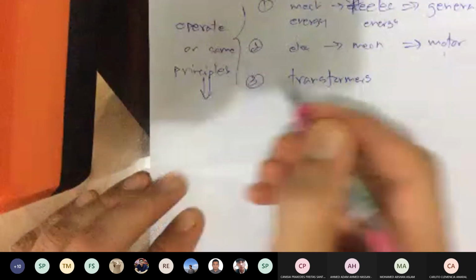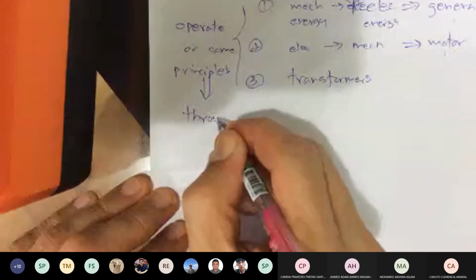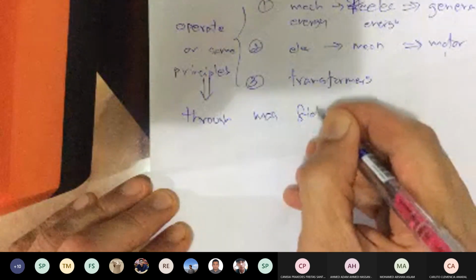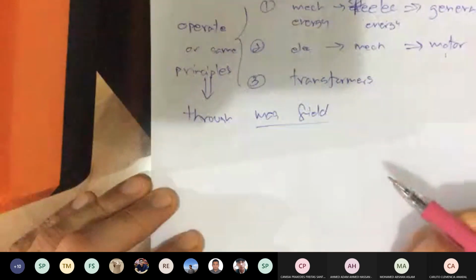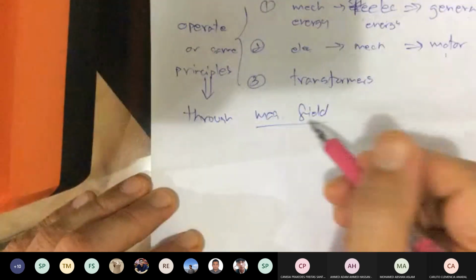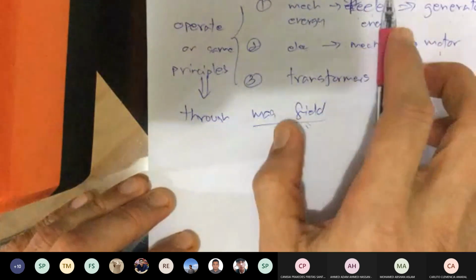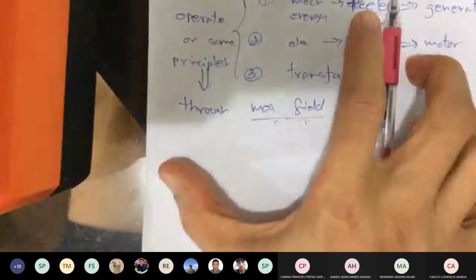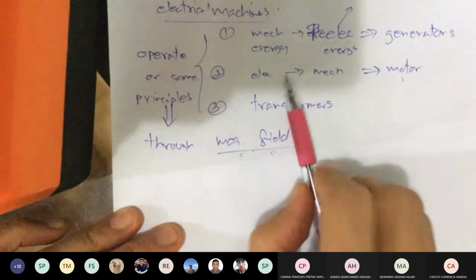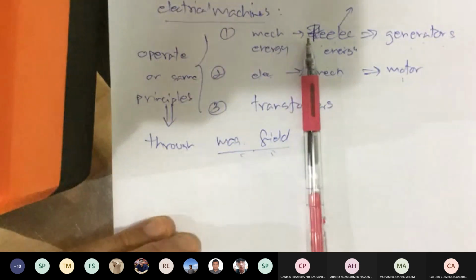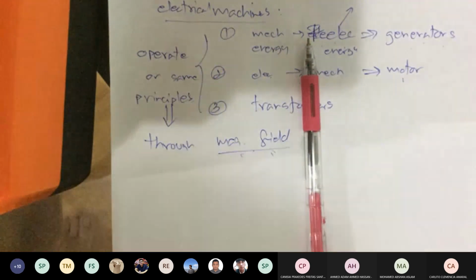Which is through magnetic field. We need magnetic field as our middleman between the conversion. So this is what we are focusing on in this class, electrical machines. Now before we do that, we start with the basics.